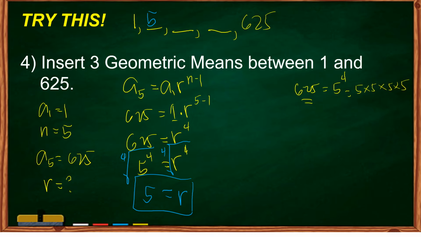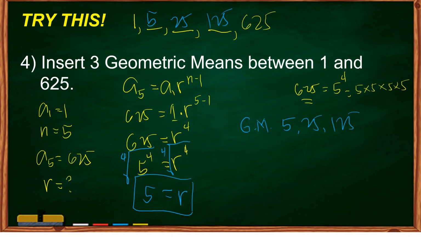We are given 5 times 5 is 25. 25 times 5 is 125. And the last term is 625, which is 125 times 5. So the geometric mean or means between 1 and 625 are 5, 25, and 125.